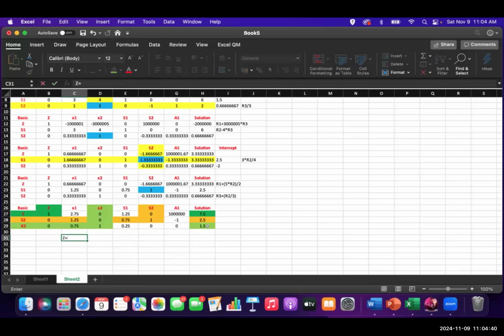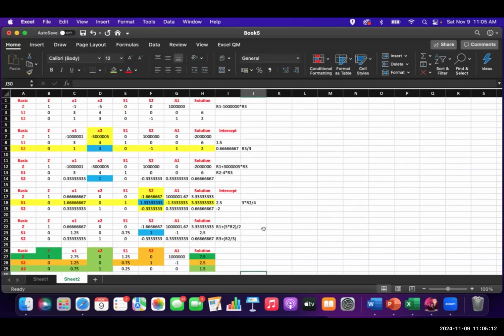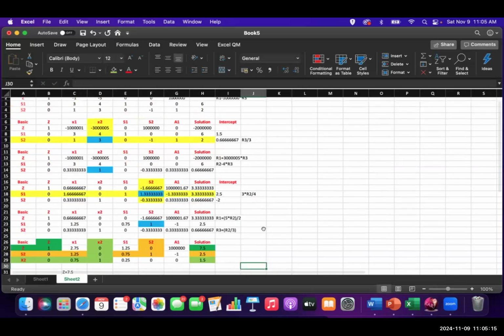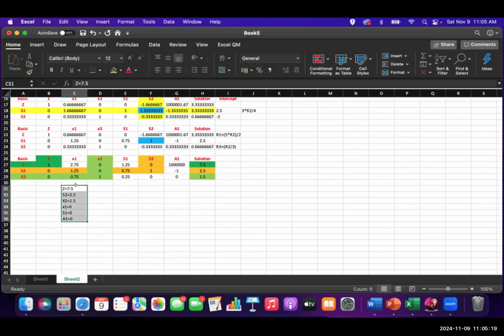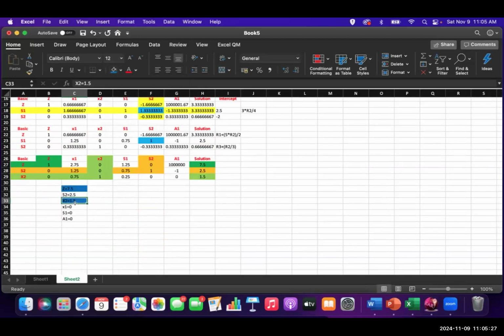Z is 7.5. S2 is 2.5. X2 is 1.5. Then anything else will be 0. Okay, so that's how we do it using Excel. These are our solutions. But our final solution, of course, will be this one. Question.